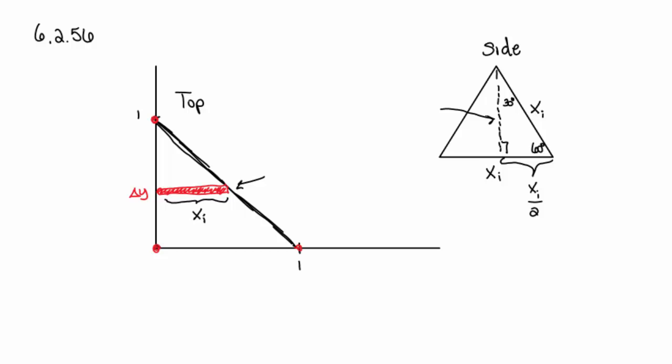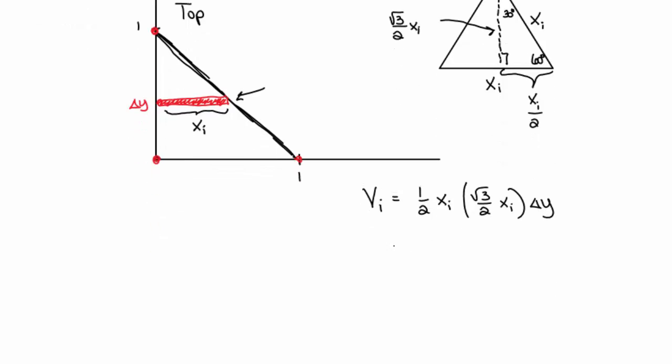and the height would be root 3 over 2 x sub i, you can now find the area of that equilateral triangle. The area, or maybe I should say the volume of that equilateral triangle, will be the area, which is 1/2 base times height, times the thickness of that slice. It's a delta y there, and that gives me root 3 over 4 x sub i squared delta y.